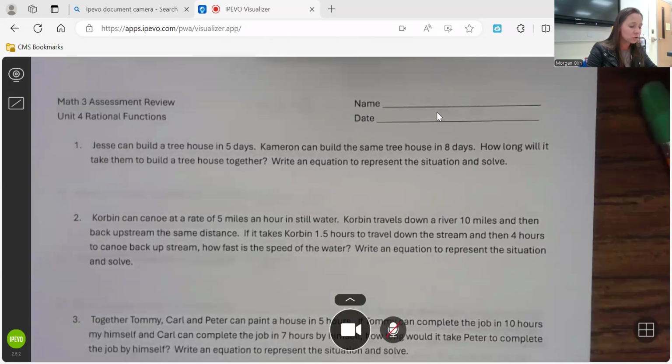Jesse can build a tree house in 5 days. Cameron can build the same tree house in 8 days. How long will it take them to build a tree house together? Write an equation to represent the situation and solve. There are different ways we can write this equation.